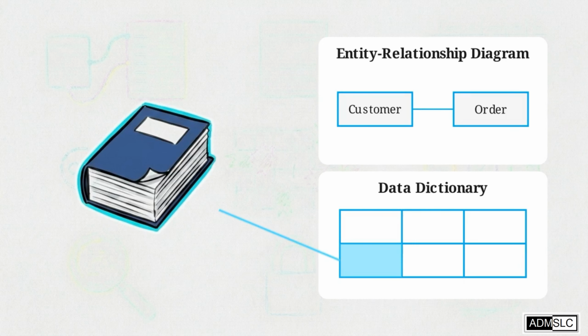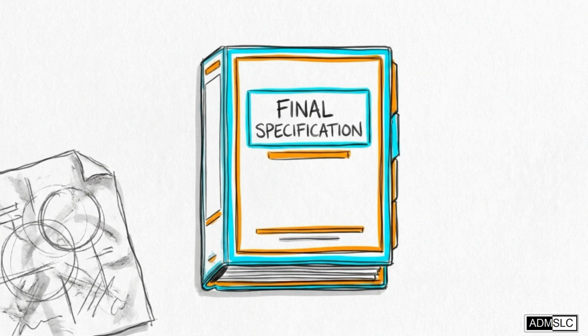For your Assessment 1 submission, traceability is mandatory. Your final written report must explicitly reference specific data dictionary entries and sections of your ERD to justify the design decisions you made. Professional database architecture requires this kind of evidence-based justification. It separates a completed specification from a rough draft.